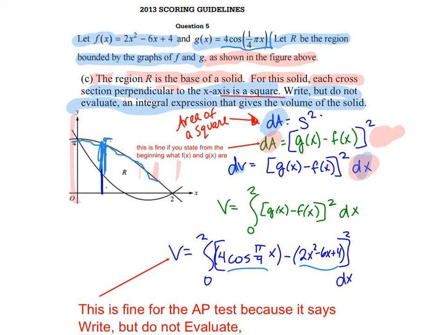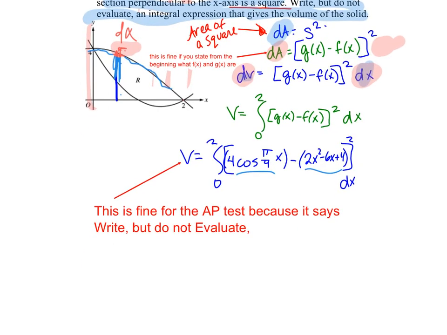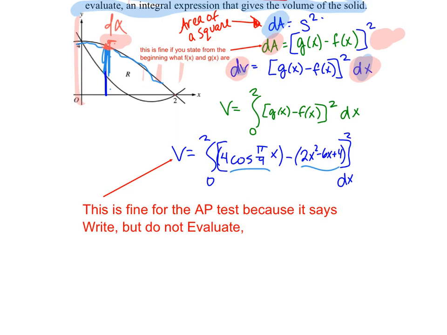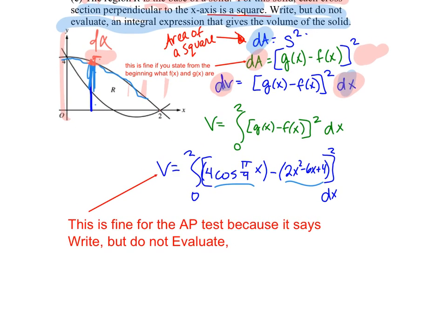You attach a dx to that, dV, because you're taking an area and multiplying by thickness. Thickness, this is dx right there. You're adding some thickness to it. And then we integrate it from 0 to 2, because that's where they intersect. All right, so boom, and this is fine for the AP test because it says write but do not evaluate. Nice. So that's all we have to do.